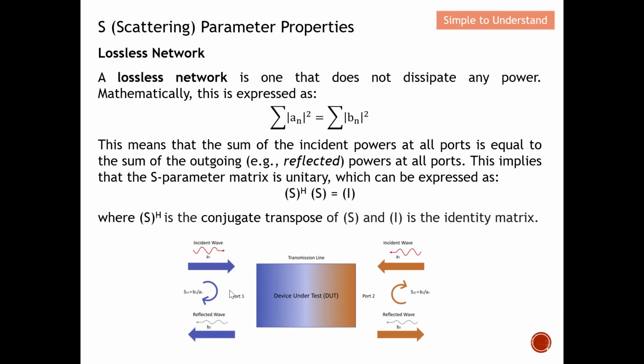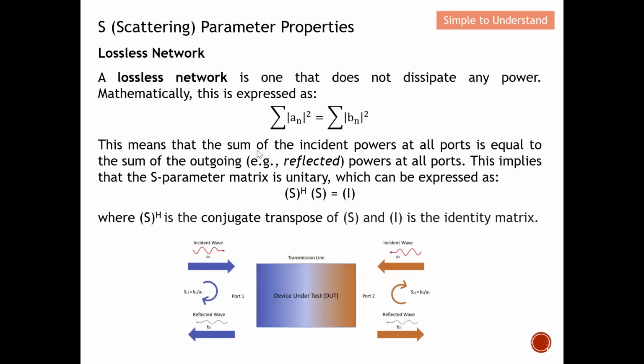What you put in, you will actually get all of it. You see over here, these are all the incident waves, A1 and A2. You also have the reflected waves, which are B1 and B2. Whatever you put in as the incident wave, you will obtain as the reflected wave, because this DUT doesn't have any loss. So this is what we know as a lossless network.